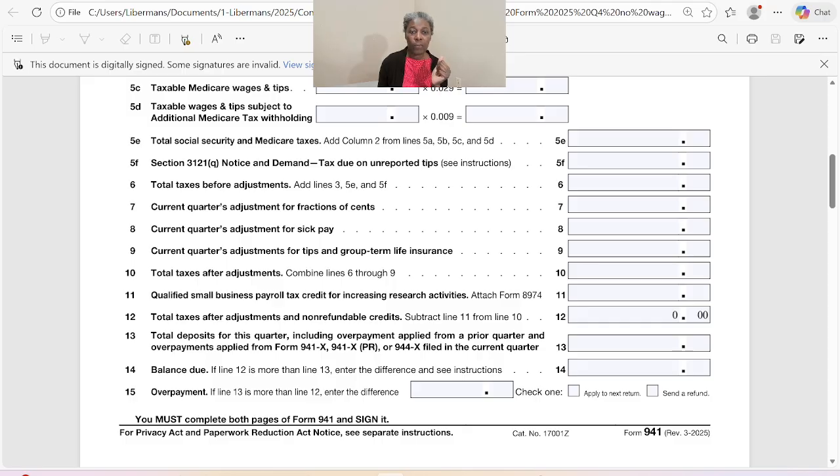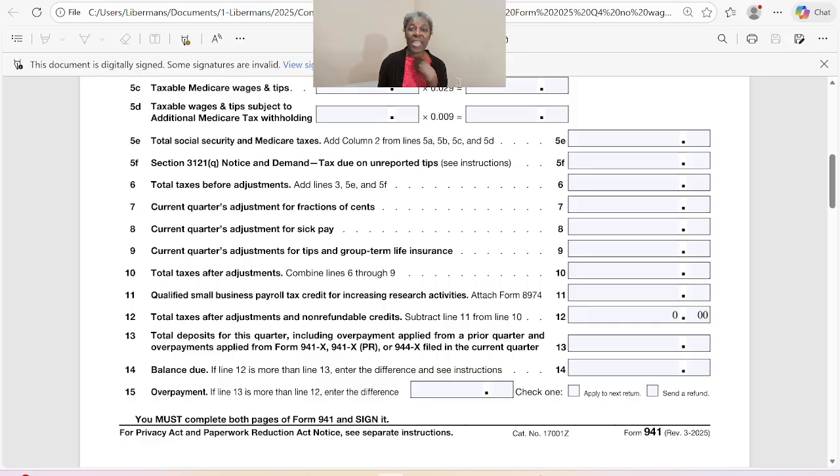So line 12, total tax after adjustment and non-refundable credit, is going to take line 10 minus line 11. 0 minus 0 is 0. In this case, they say to leave line 12 blank. So therefore, we are going to put 0, 0, 0. So that is your total payroll tax for Q4, line 12.